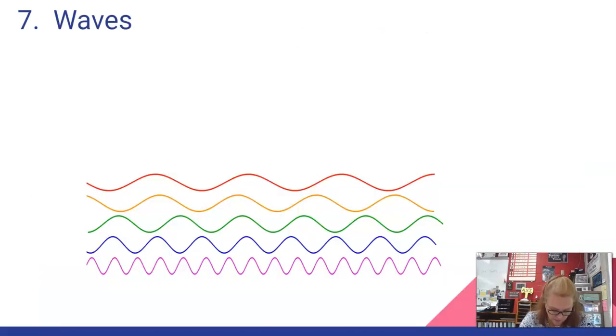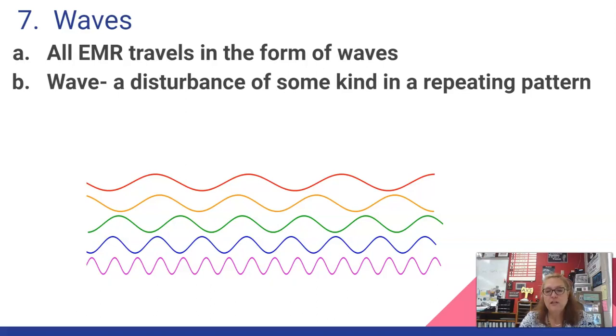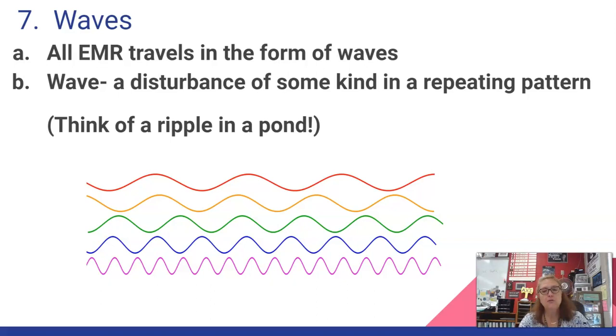All right, so let's talk about waves. I was just showing you those waves. So here are different kinds of waves. All electromagnetic radiation travels in the form of waves. All of it does. A wave is a disturbance of some kind, a repeating pattern. Think of a ripple in a pond. That would be a wave. Now, are all waves the same? The answer is no, they're not.